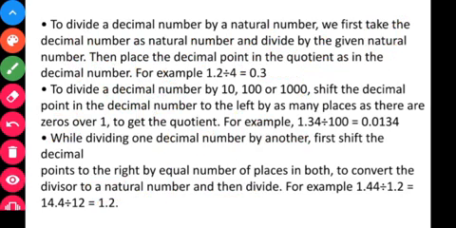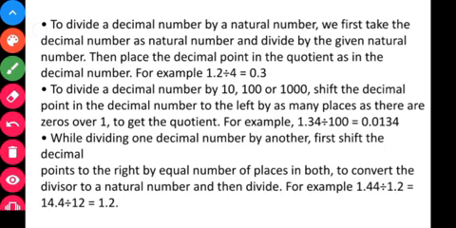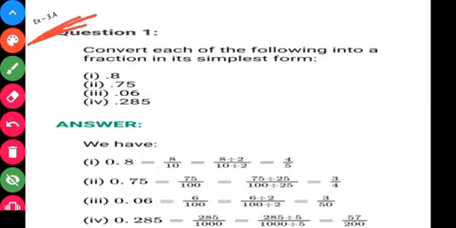So when you divide 144 by 12, then it will be 12. Now come to the exercise, Exercise 3a, question number 1. It is given: convert each of the following into a fraction in the simplest form.